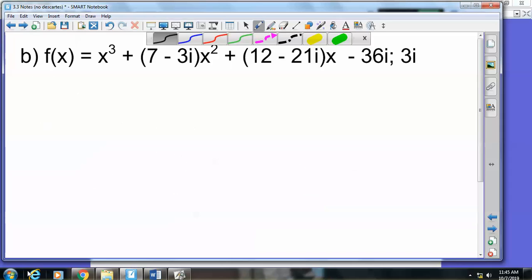One more. So if 3i is a 0, we have to begin our problem by dividing.